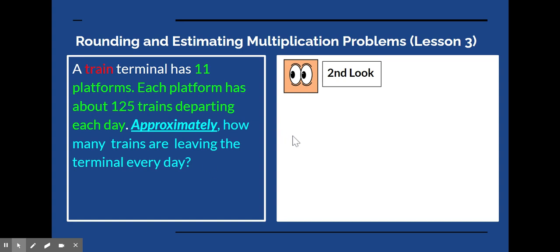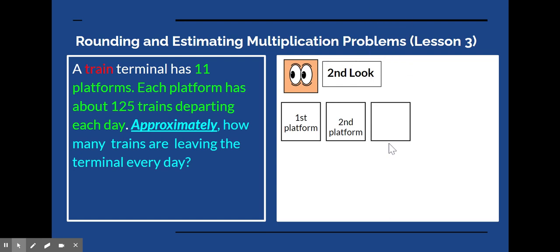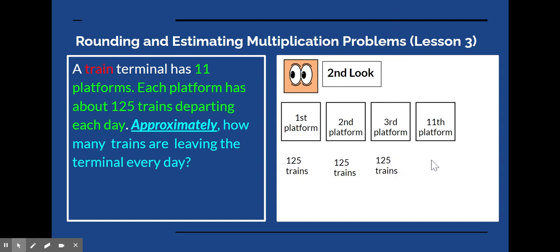So we know that there are 11 platforms. There's our first platform, our second platform, our third platform, and since this is just a representation, this last drawing will be our 11th platform. And from our story, we know that there are 125 trains departing each day from each platform. So from this platform, 125 trains are departing. From this platform, 125 trains. This platform, 125 trains. And on the 11th platform, there are 125 trains departing.